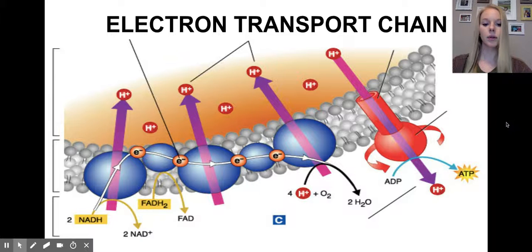These same proteins pass the electrons down the membrane all the way to oxygen, or O2. Oxygen is the final electron acceptor. When it accepts the electron, it also picks up a hydrogen atom and becomes a water molecule. This is the water that's produced in cellular respiration.